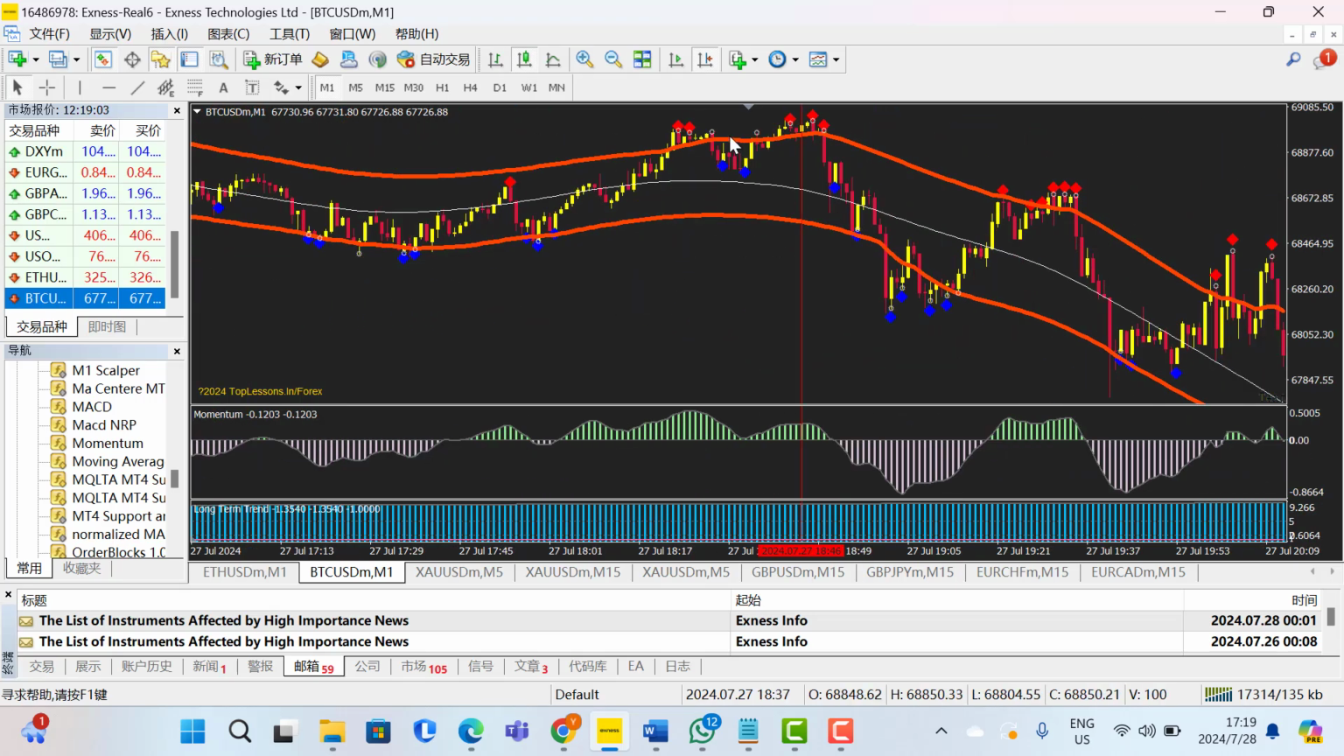Again, a very clear setup. There's clearly a divergence. Price is making a higher high, the indicator is making a lower low, and take your trade from this candle, the sell candle, and put your SL here and book your profit here.